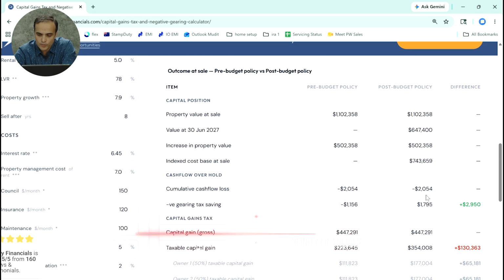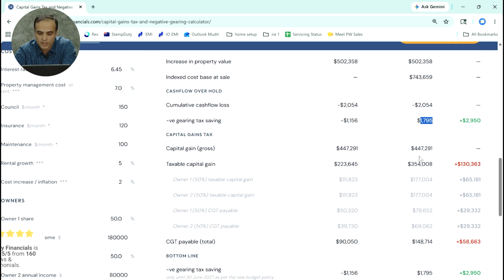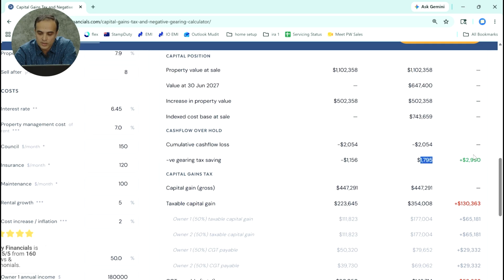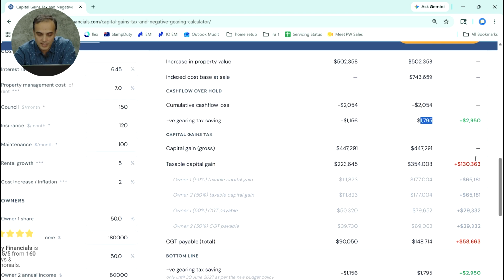Versus in the post-budget policy, because until 2027 the negative gearing is still applicable for the new properties that you're buying, but after that it will not be applicable. So in this 1 year there's $1,795 of negative gearing benefit that you're getting. So overall under the new policy you save $2,950 in this negative gearing, but eventually it gets added in the capital gains tax, right?